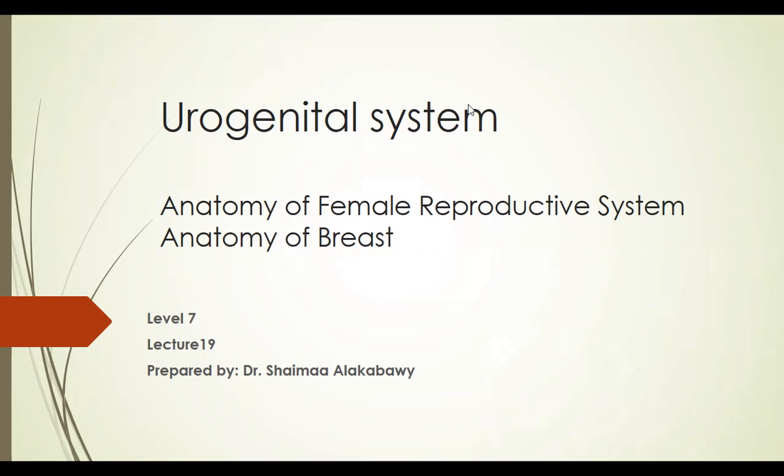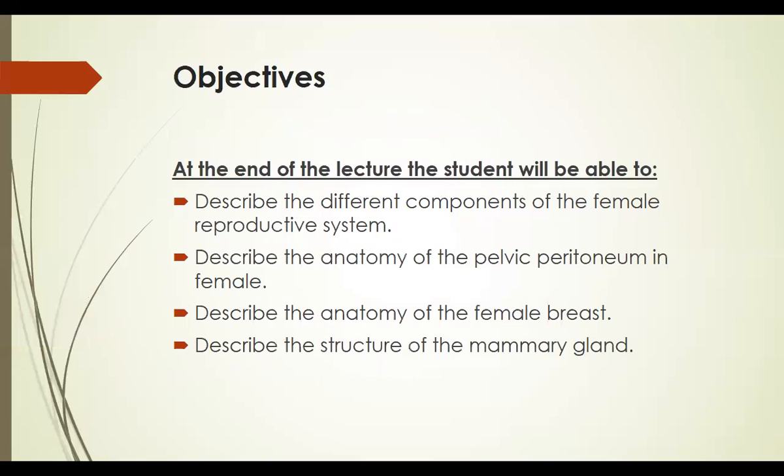Okay. So today we'll discuss the anatomy of the female reproductive system as well as the anatomy of the breast. So these are the topics we'll cover. One is to describe the different components of the female reproductive system. Describe the anatomy of the peritoneum in the female, describe the anatomy of the female breast, and describe the structure of the female breast, that is the mammary gland.